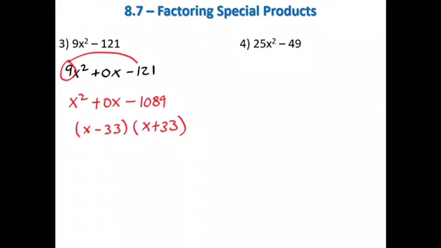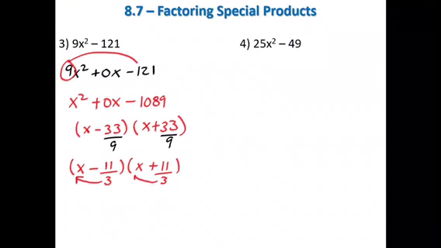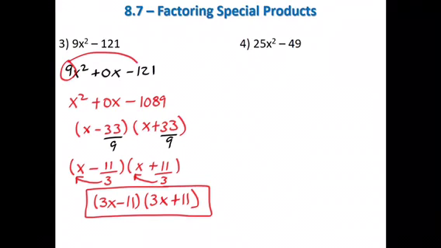The next step is to try to divide by our leading coefficient, which in this case is 9. In both cases, it does not go evenly into the factor, so we have to simplify the fraction. So I've got x minus 11 over 3, and then x plus 11 over 3. The last part is to bring the denominator out in front, and so our factored form becomes 3x minus 11 and 3x plus 11. And that is our factored form.